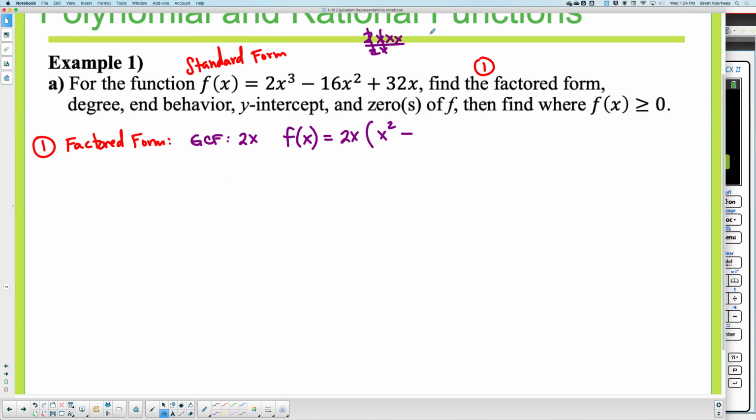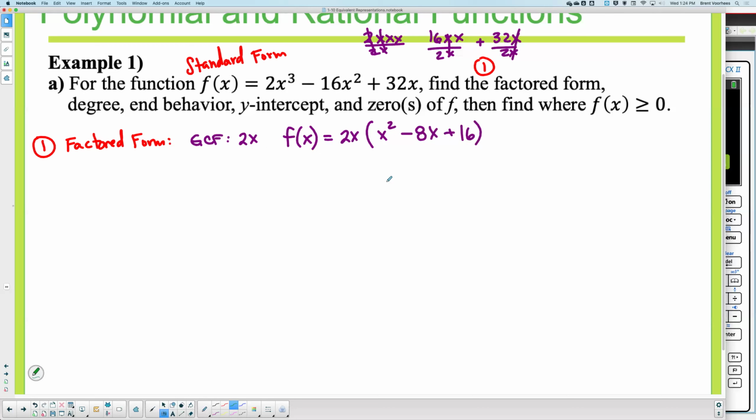Minus 16x squared. So I'll put the minus already. 16x squared divided by 2x. Minus 8x. Good. And then plus 32x divided by 2x. Plus 16. I agree with that. Now, am I fully factored? No, that's just a greatest common factor.